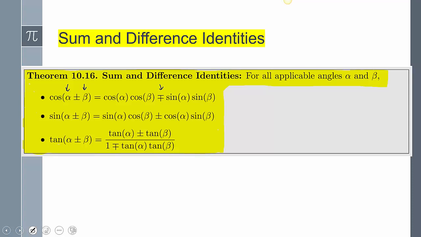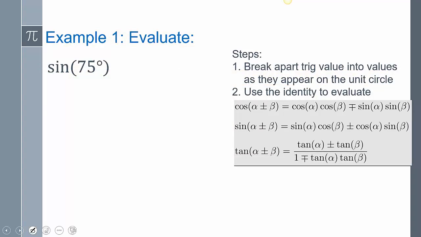If it was minus, then it's plus. You either do the top row or the bottom row. And then sine alpha, sine beta. Sine, it stays the same. And then with tangent, the top is the same, the bottom it switches. So let's kind of look at these.